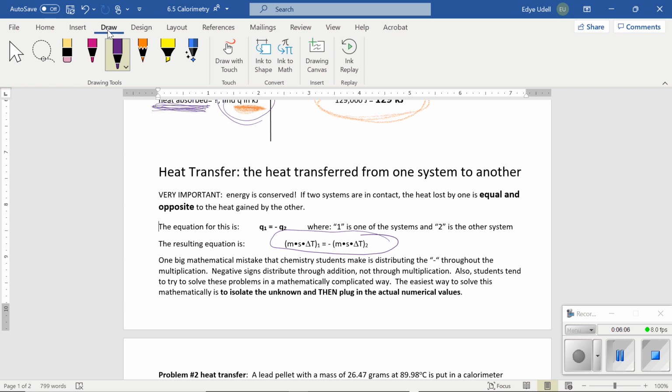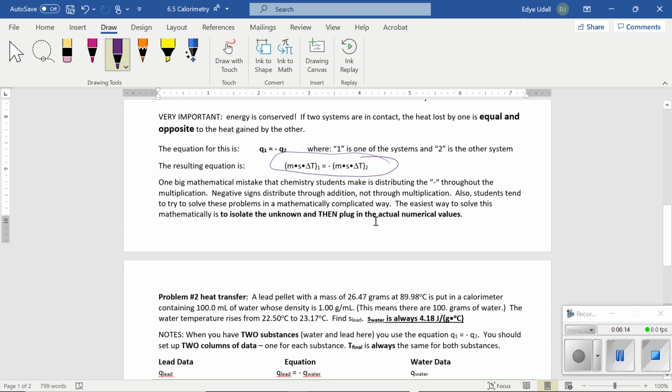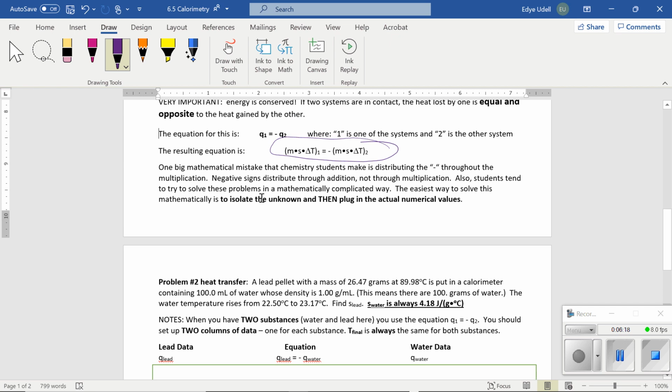And you will be using that in class. I just made a note here. You can read that. It's in your notes already. But I'm going to keep going. Just isolate the unknown and then plug in the numerical values. That will save you lots of time and energy, and you will get the answer correct more often.